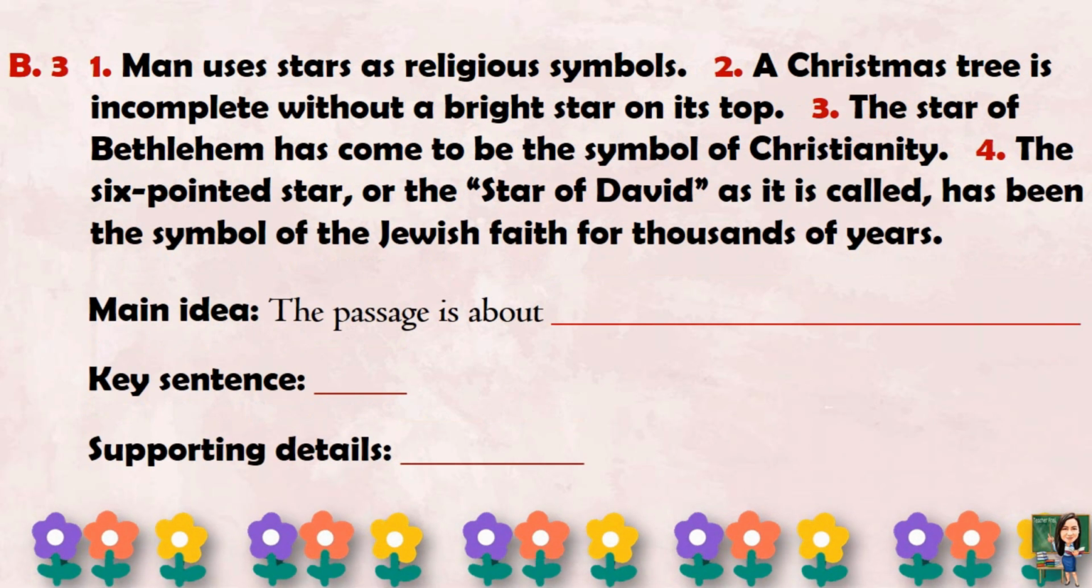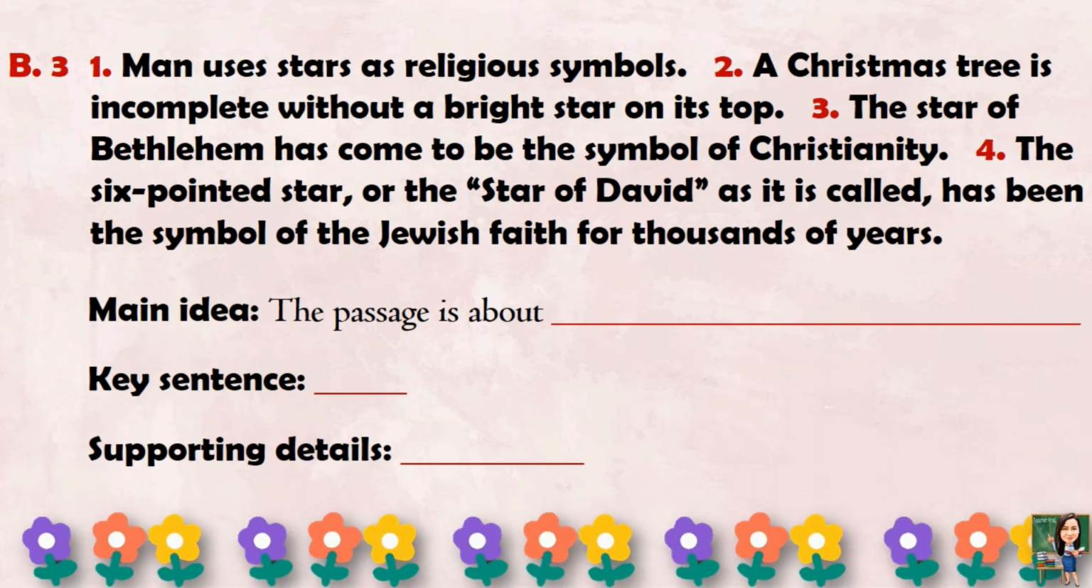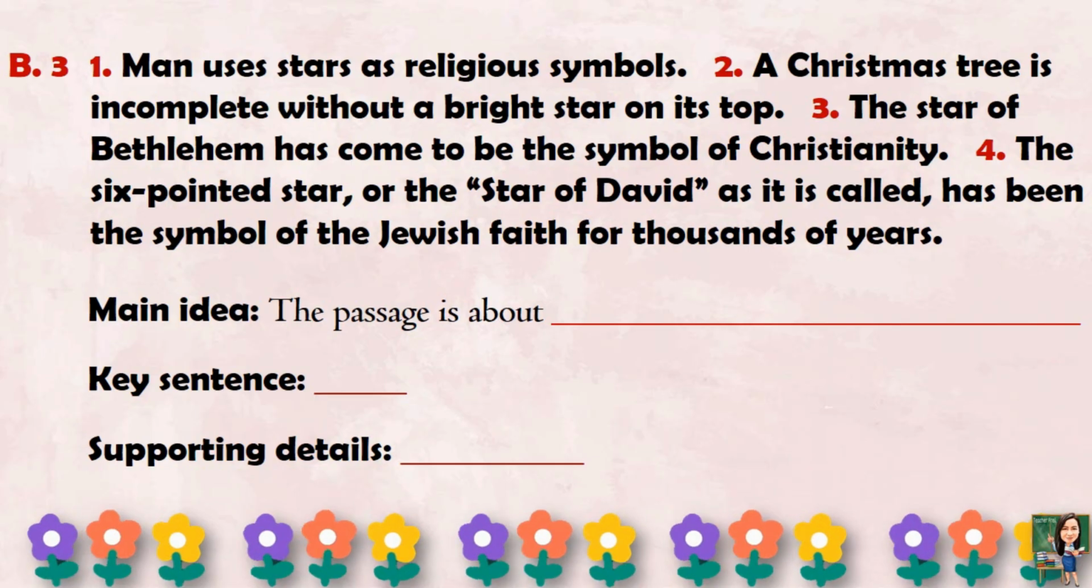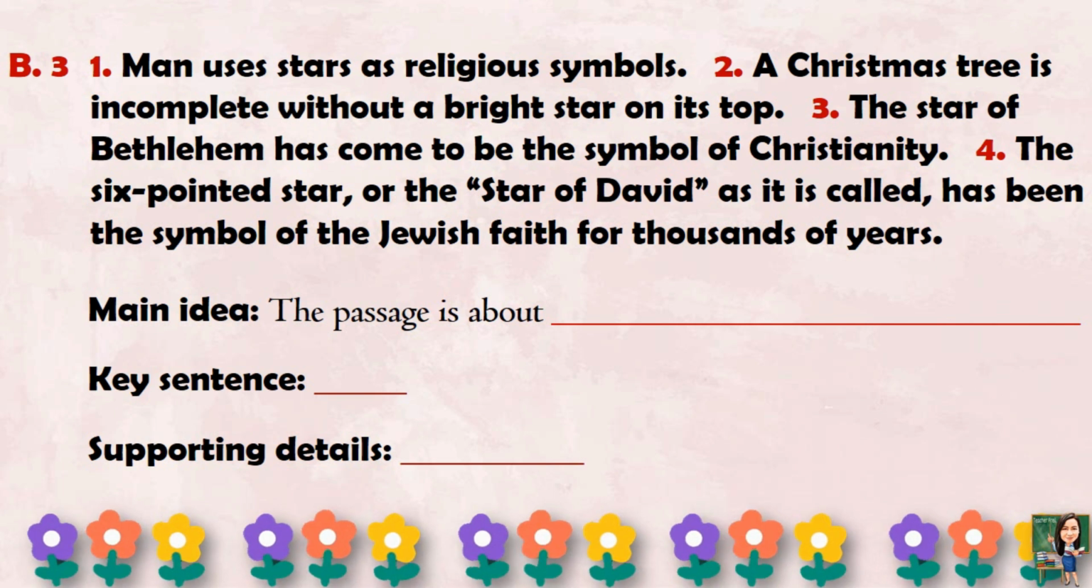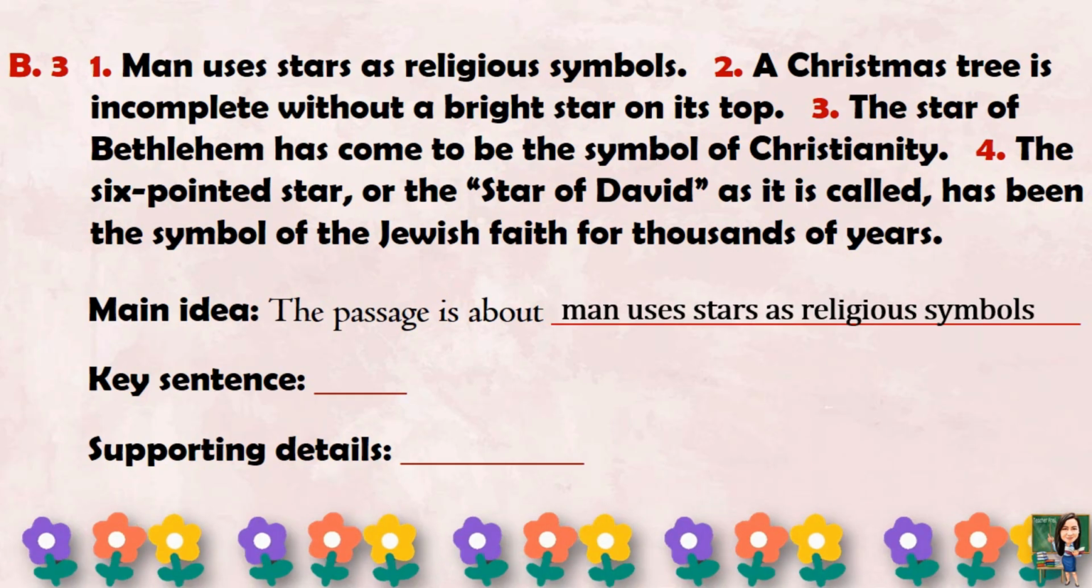And for number 3, man uses stars as religious symbols. A Christmas tree is incomplete without a bright star on its top. The Star of Bethlehem has come to be the symbol of Christianity. The six-pointed star, or the Star of David, as it is called, has been the symbol of the Jewish faith for thousands of years. So the main idea is, the passage is about man uses stars as religious symbols.